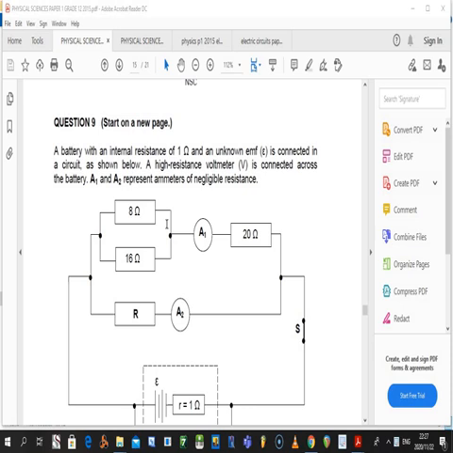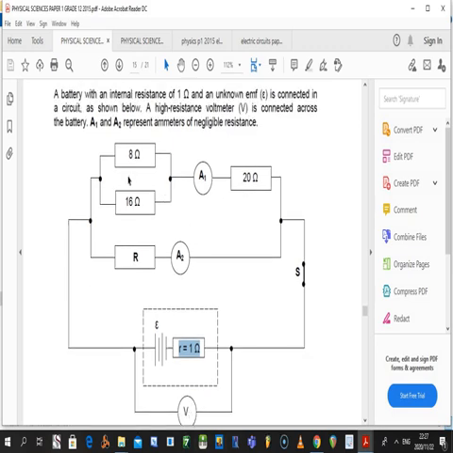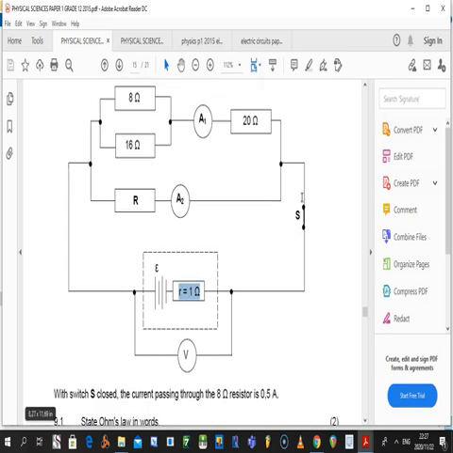The first paper is, I think, grade 12, November 2015, paper 1, physical sciences. Electric circuits is question 9. Let's read. A battery with an internal resistance of 1 ohm and an unknown EMF is connected in a circuit as shown below. A high resistance voltmeter V is connected across the battery. So there's a voltmeter. A1 and A2 represent ammeters of negligible resistance. So the ammeter here, ammeter there. When switch S is closed, the current passing through the 8 ohm resistor is 0.5 amperes.